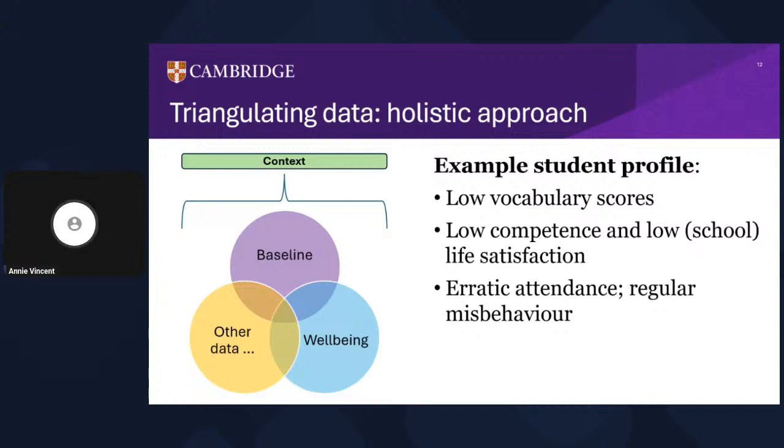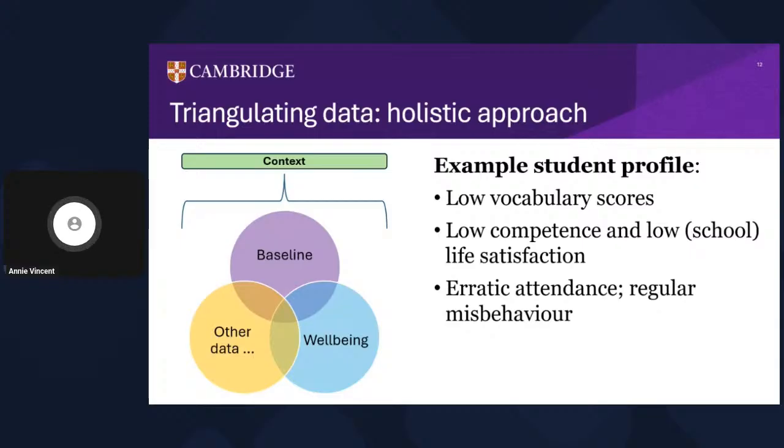So if I give another example of a potential student profile here, maybe we have a student who is getting some low vocabulary scores in a baseline assessment, for example. And that baseline assessment might have been conducted by one member of staff or a particular department in school. And so there's an awareness of that low vocabulary in one area. But maybe somewhere else, another department or another member of staff is responsible for the wellbeing assessment. And so they're noticing that this child has low competence or low school satisfaction, because they're the ones conducting the wellbeing assessment.